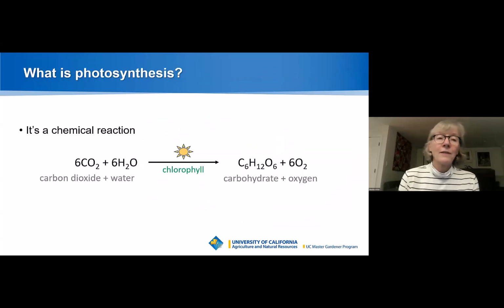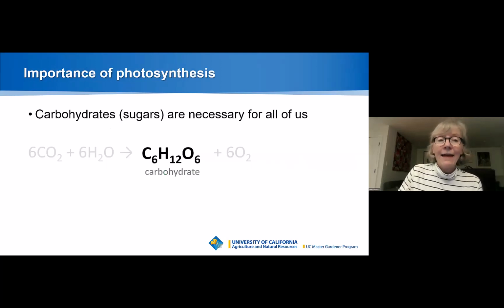So what is photosynthesis? What is it doing with those three things? It's a chemical reaction. Carbon dioxide and water plus chlorophyll and sunlight create carbohydrate and oxygen. And those carbohydrates that are created are critical for all living things.